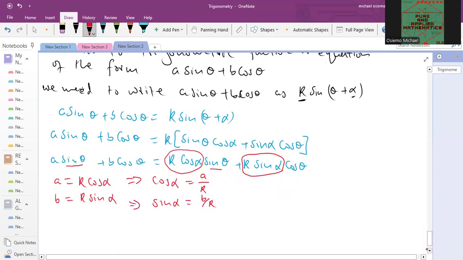Now, if that is the case, we know cos alpha. If we have a right angle triangle here, and we call this angle here alpha.